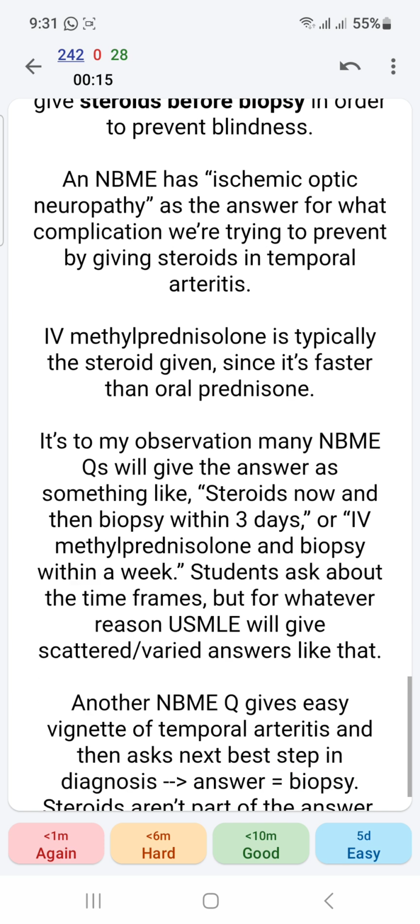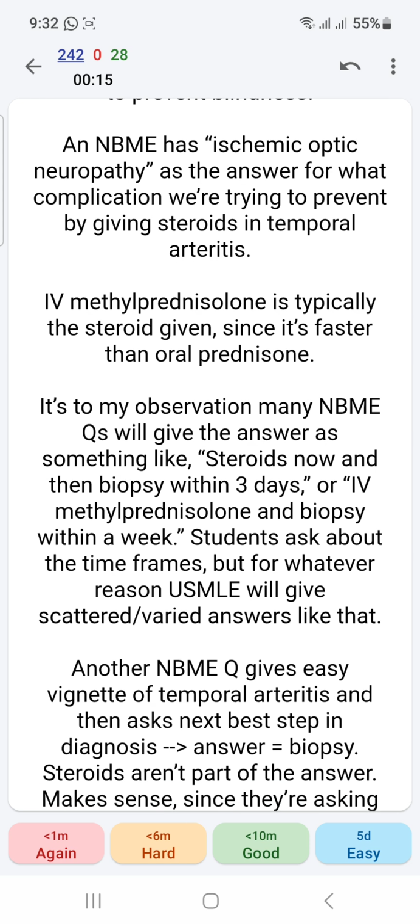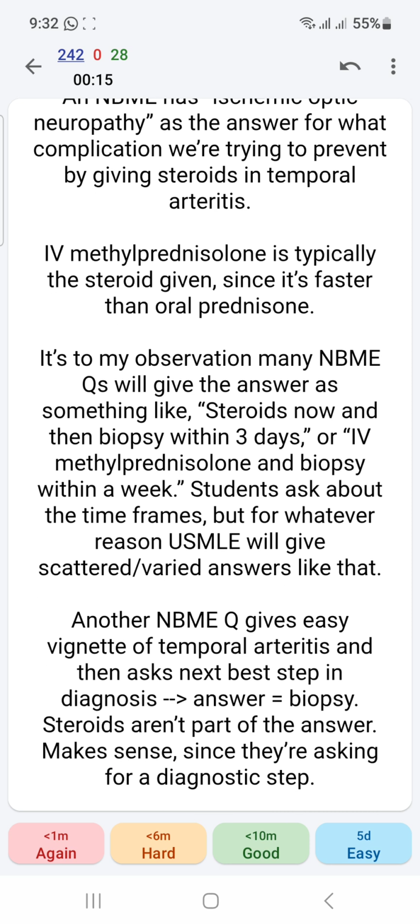It is my observation that many NBME questions will give the answer as something like steroids now and then biopsy within 3 days, or IV methylprednisolone and biopsy within a week. Students ask about the time frames, but for whatever reason, the answers given are scattered or varied like that. Another NBME question gives an easy vignette of temporal arteritis, and the next best step in diagnosis, the answer is biopsy. Steroids aren't part of the answer. Makes sense since they are asking for a diagnostic step.